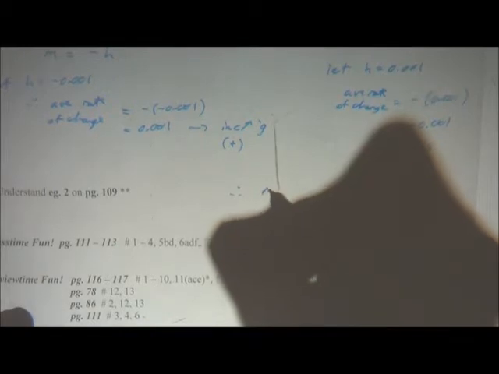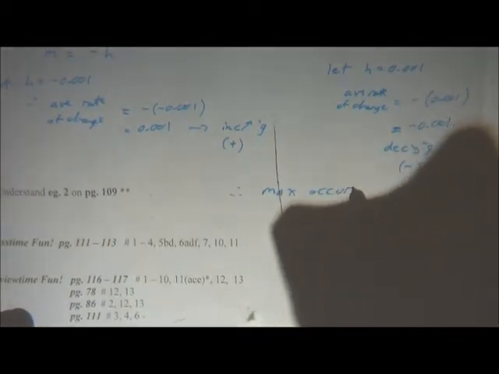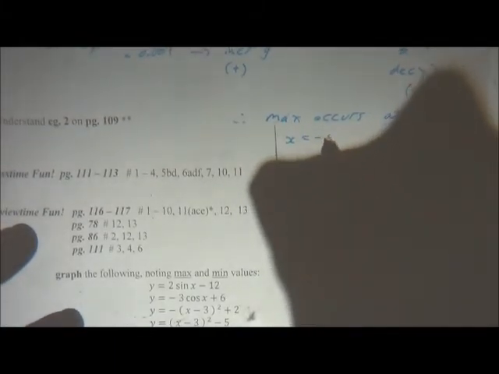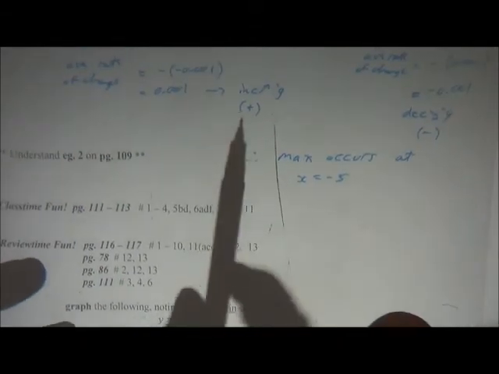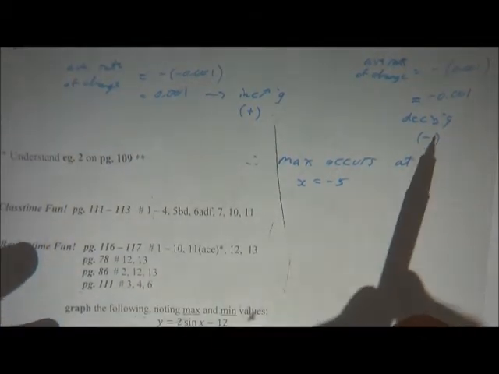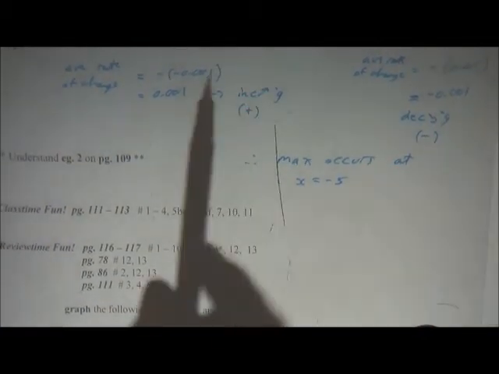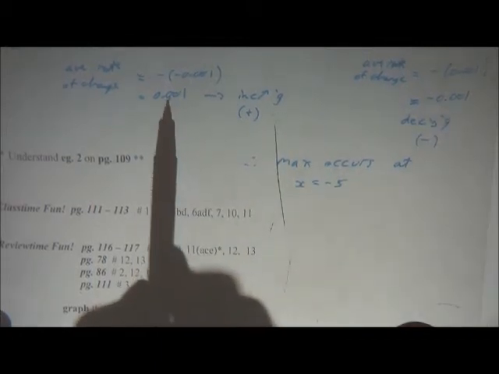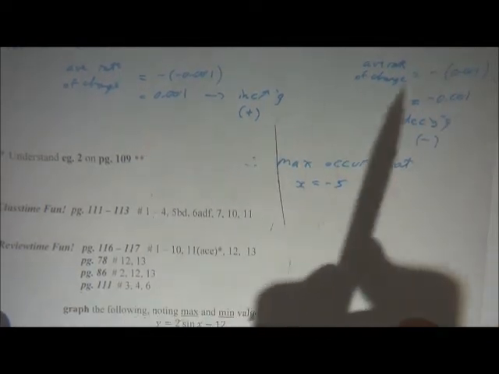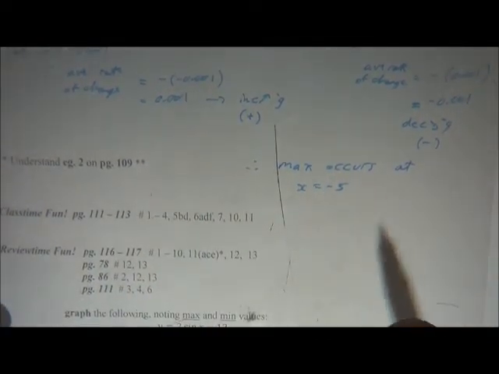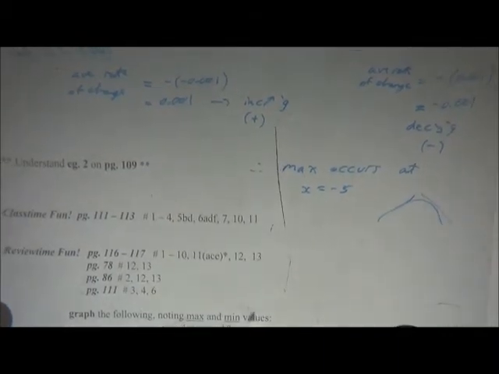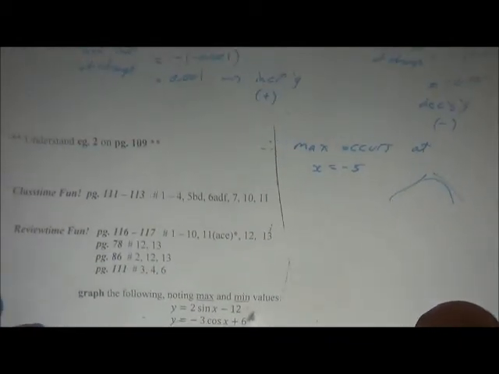Therefore, the maximum occurs at x equals -5. Because if it's increasing to the left of the value and decreasing to the right of the value, and you can pretty clearly see there that if you were to take an average of these two values, you're going to get 0. So the maximum occurs at x equals -5. Positive to the left, negative to the right, therefore it is a maximum.